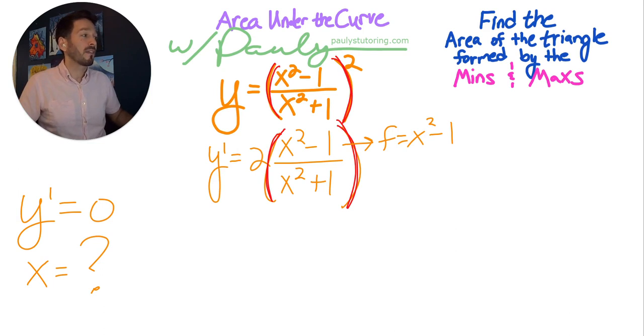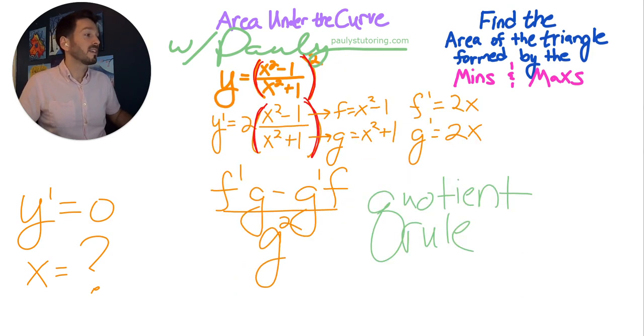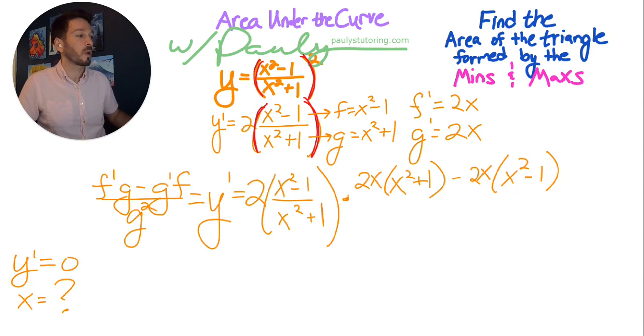Well, we have a fraction, a function on top that's given to us. We'll call that f. The bottom is g. We have to find f prime and g prime. The derivative of x squared minus 1 is 2x. X squared plus 1, still 2x. This is the quotient rule. It should be very clear here. That's the derivative of the first times the second minus the derivative of the second times the first, all over the second squared.